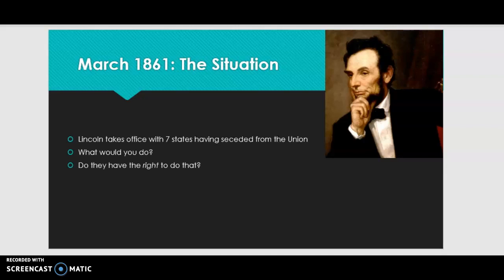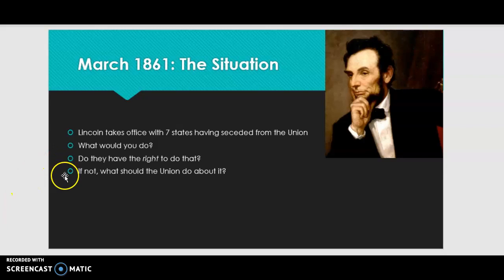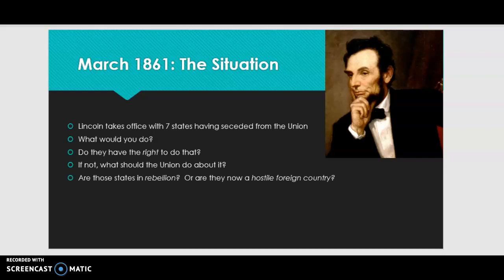He thought, okay, well, do they have the right to do that as members of the United States? So he said, no state upon its own mere motion can lawfully get out of the Union. Plainly, the central idea of secession is the essence of anarchy. So he's saying, no, they cannot do that. So if they can't, what should be done about it? What should the United States, what should the Union do about it? What should they do to these states that have seceded or left the Union? Are they rebelling? Or are they now a new hostile foreign country? How are we going to treat these states that have seceded?